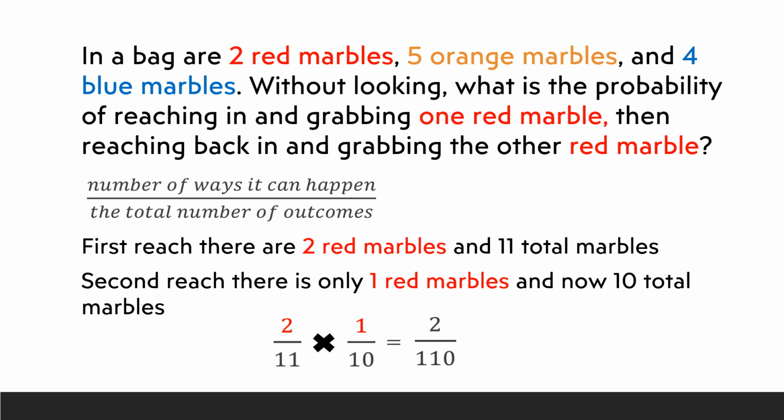Okay, now more than likely, we're going to have to reduce this answer. Since both these numbers are even, they're divisible by 2. So 2 divided by 2 is 1. 110 divided by 2 is 55. My best answer here, 1 out of 55. That's my probability.